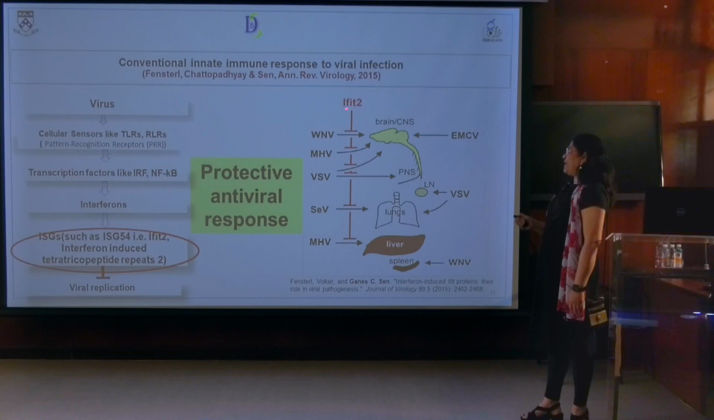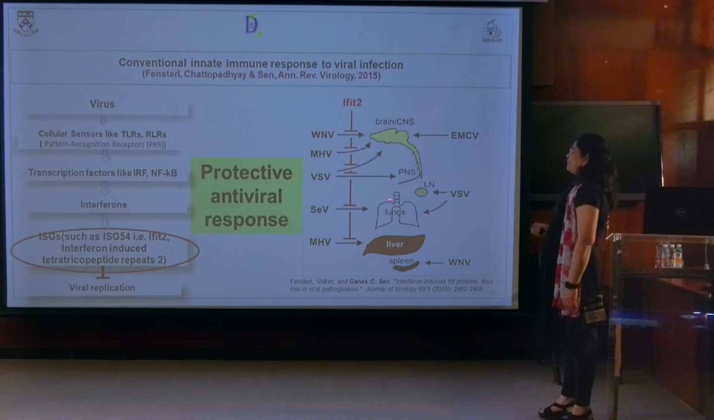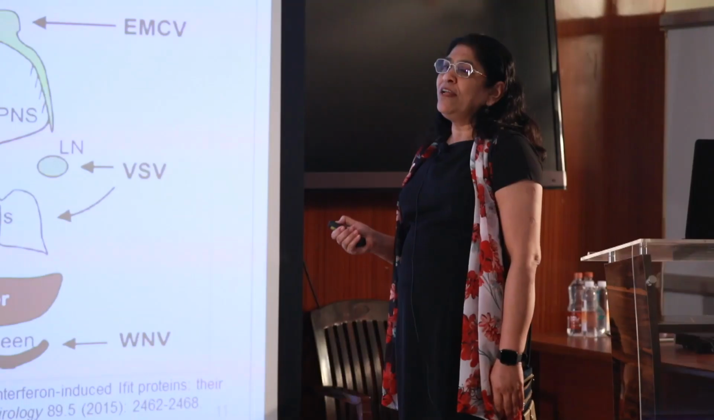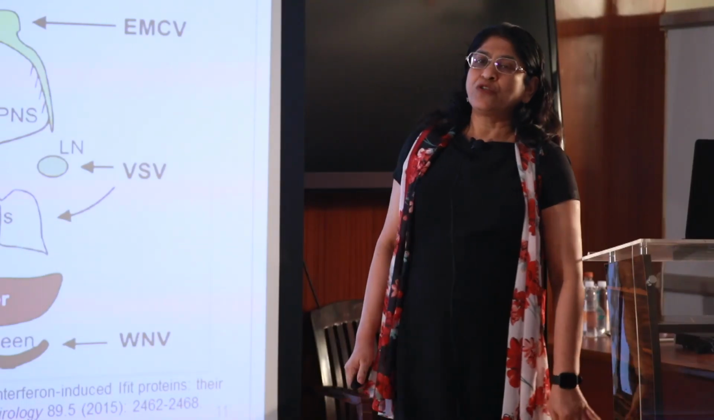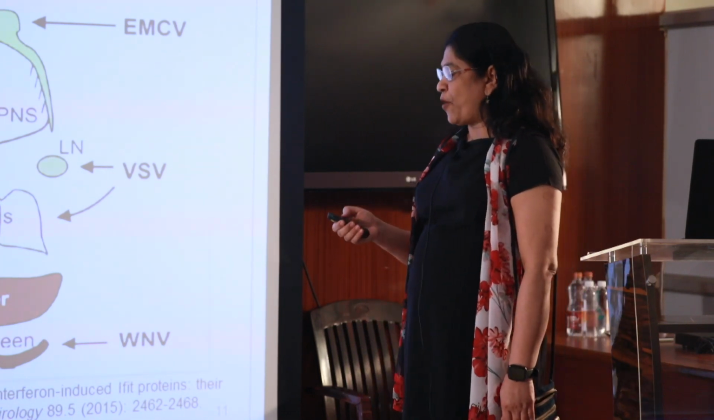Ganesh Sen at Cleveland Clinic made the IFIT2 knockout mice. Collaborating with several faculties at different institutes, they showed that with West Nile virus, mouse hepatitis virus, vesicular stomatitis virus, Sendai virus, whichever virus you can infect the mice with, these mice are very much susceptible. So they showed that IFIT2 has antiviral properties.